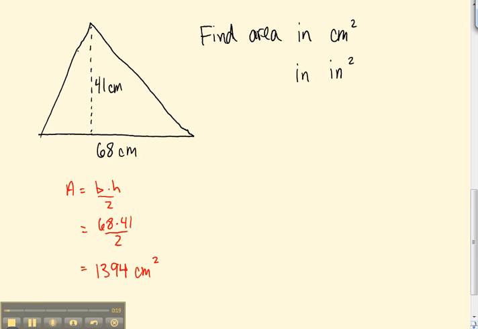Okay, so that should be pretty easy. Just area of a triangle, base times height divided by 2. And then rather than converting each of those to inches, we're just going to use the conversion from square centimeters to square inches. So what I want you to do is pause the video, draw a square, and label it either 1 inch by 1 inch or 1 centimeter by 1 centimeter.